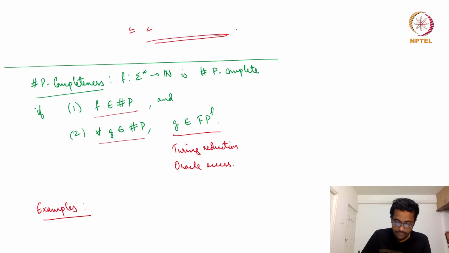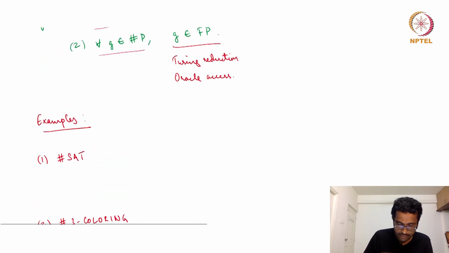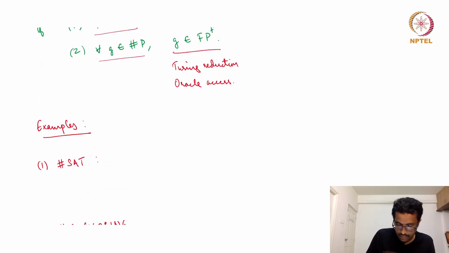So if G is a function, basically an FP machine with oracle access to F should be able to compute G. So if you can solve F, you can solve G, or if you can count F, you can count G as well. Right? So some examples. Two of the examples we have already seen. One is Sharp SAT. Basically, the key idea is we have seen the reduction.